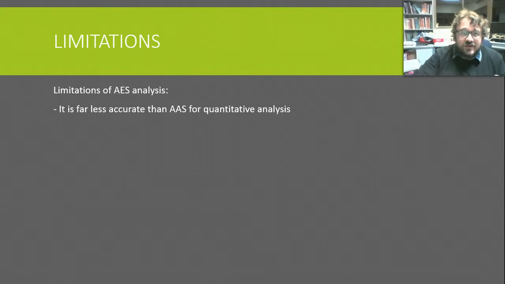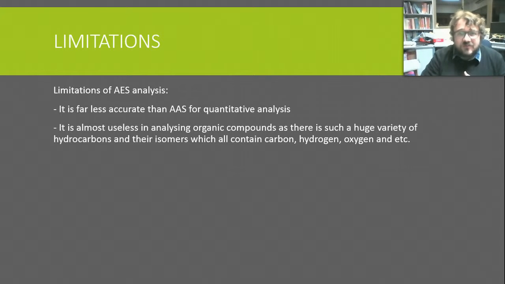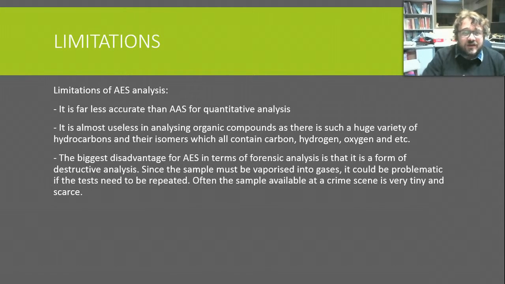There are limitations, like everything else. It's not perfect, and this is the bit where we have to choose what we're using. So let's have a look at the limitations. It's less accurate than AAS for quantitative analysis. It is almost useless in analyzing organic compounds, as there are so many different organic compounds that just have hydrogen, oxygen, and carbon. You can use it for identifying small organic compounds, because they have known... no, my bad. You can't do that. Leave it alone for organic compounds.